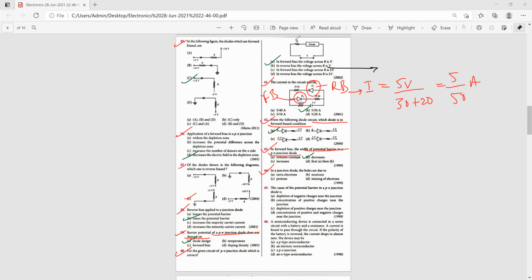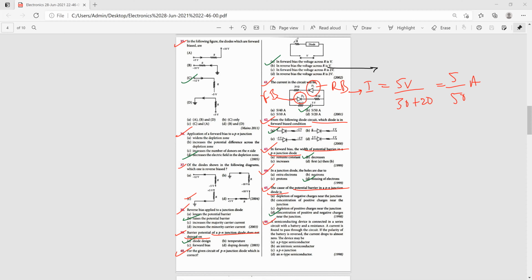44. In a junction diode, holes are due to extra electrons, protons, neutrons, missing of electrons. So for 44th, D one is the right answer. 45th, the cause of potential barrier in a PN junction diode is depletion of negative charge near the junction, concentration of positive charges near the junction, depletion of positive charges near the junction, concentration of positive and negative charges near the junction. So D one is the right one.